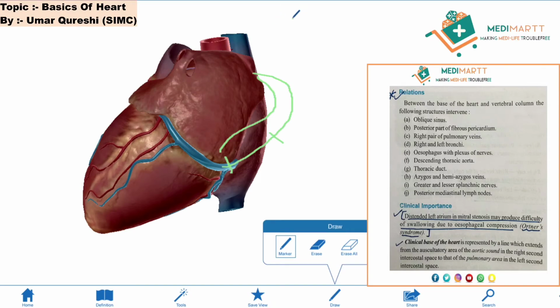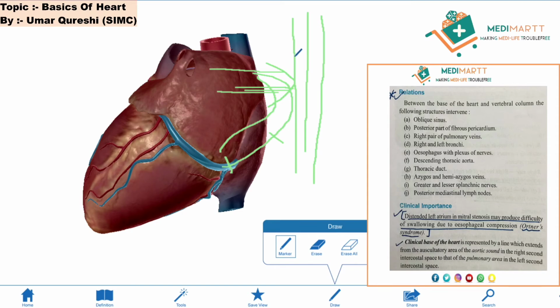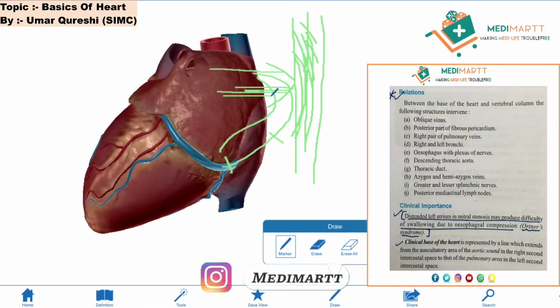As we saw in the relations of the base of the heart, the esophagus is present, and we know that food passes through this esophagus. So when this left atrium is swollen, it will compress the esophagus, and we will feel difficulty in swallowing, because when we eat food, we have to swallow it, and it will be very difficult for us to swallow. That's what this point is trying to say: distended left atrium in mitral stenosis may produce difficulty of swallowing due to esophageal compression, because the distended left atrium compresses the esophagus.